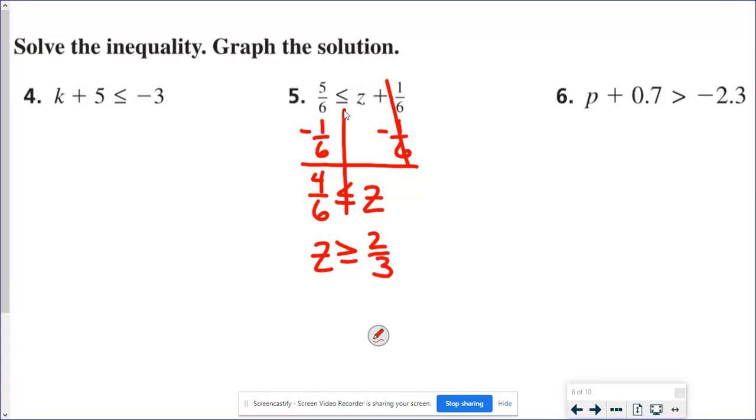Now when you graph this, 2/3 would be between 0 and 1. And 2/3 would be about here. I'm sorry about the red thing right there from my pen. There's 2/3. That'll be a filled in circle because it's equal, and greater than goes to the right.